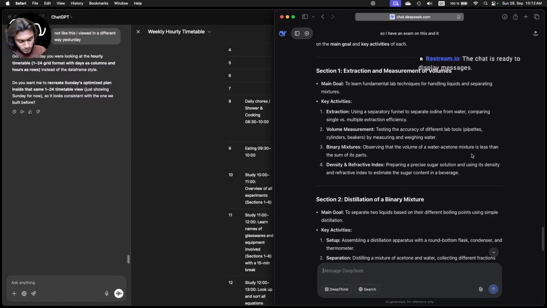Extractions: using a separatory funnel to separate iodine from water, comparing single and multiple extraction efficiency.